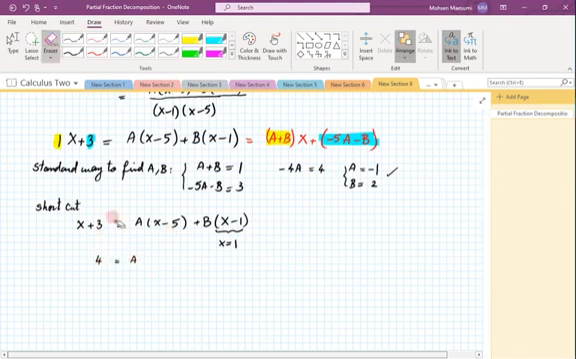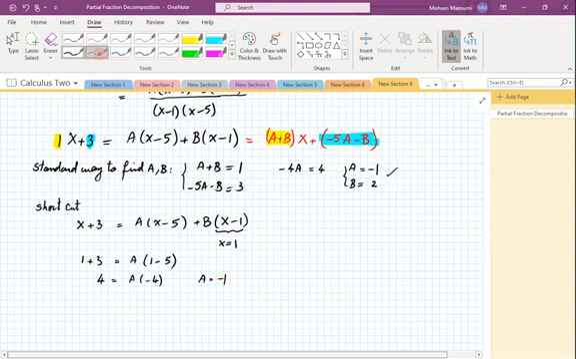Let me write out what happened. So x was 1, so 1 plus 3 equals a times (1 minus 5). So say 4 is equal to a times minus 4. So of course a has to be minus 1 for this thing to work.